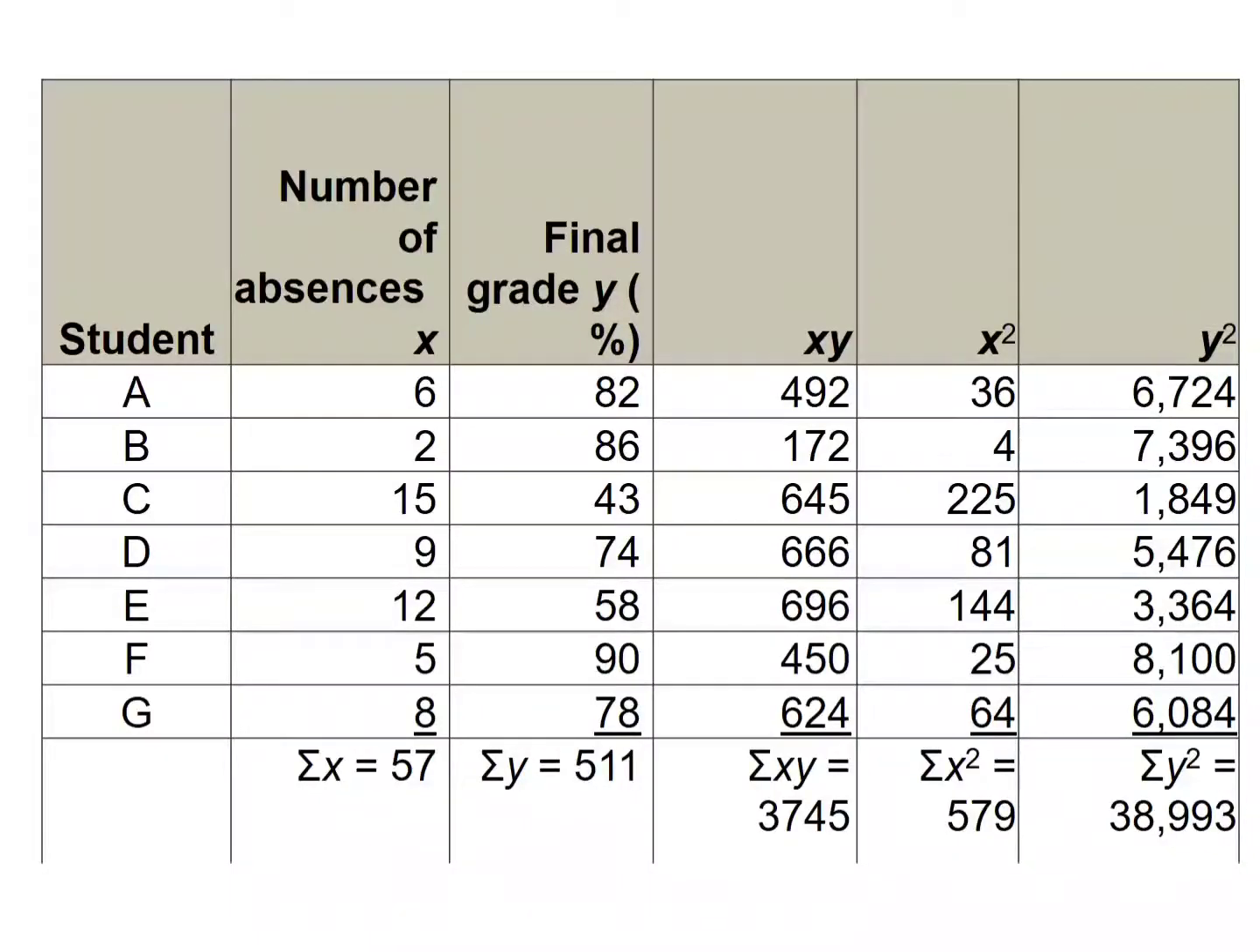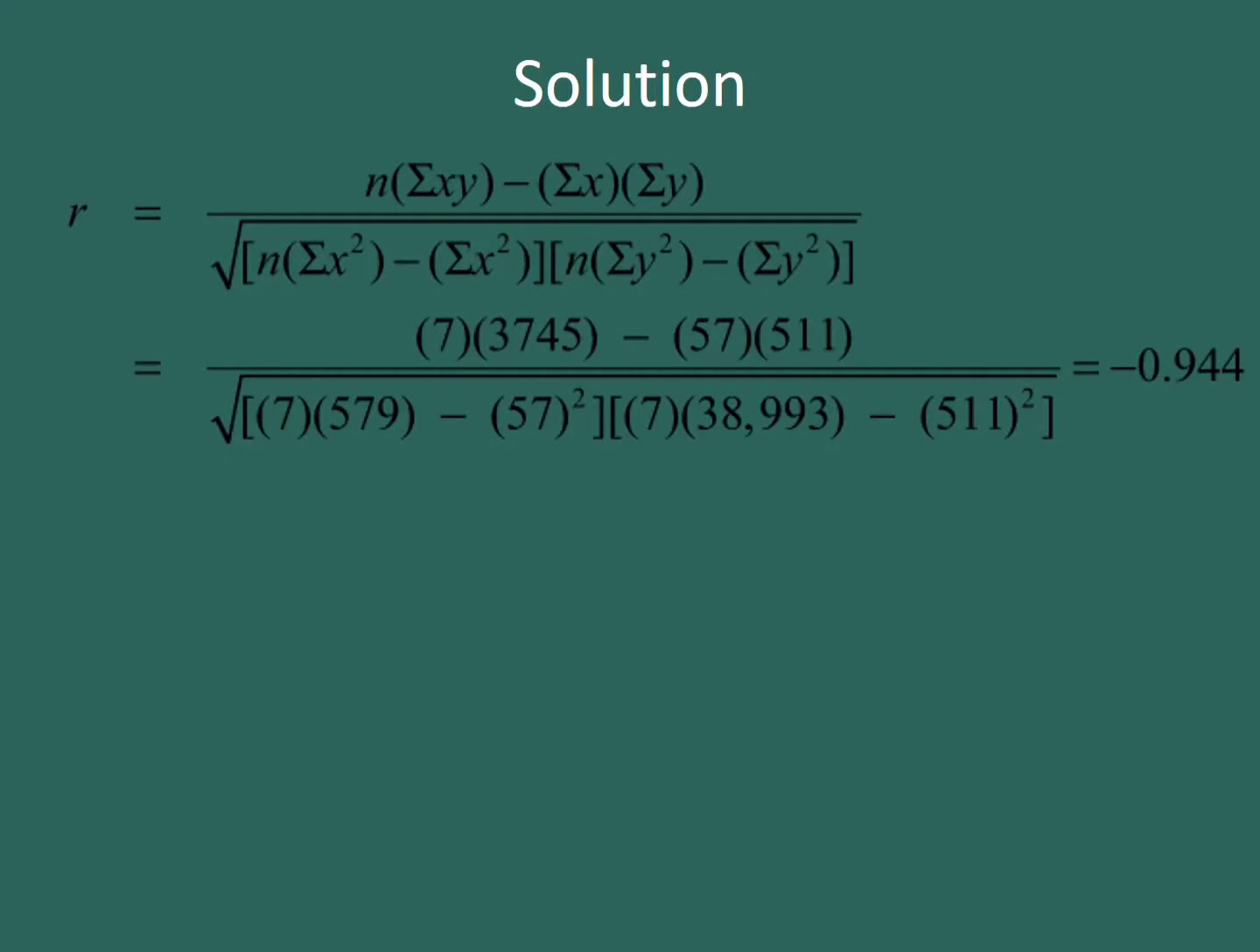So here are the numbers. If you did this example, here are the numbers. Again, you just add up the x's, add up the y's, multiply each respective y with its respective x. So each pair, multiply them together, square every x, square every y, add them up, plug them into the formula, and we get a negative 0.944.